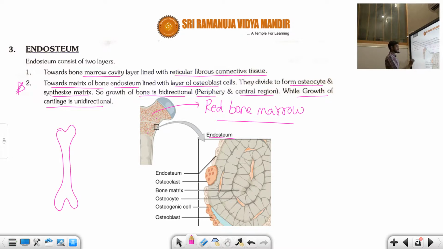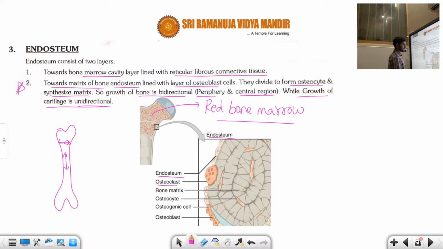Okay, so this is about the central region. Central region and peripheral region also developed. In the peripheral region and central region, the growth of the cartilages is unidirectional. So this point is very important, students. And the endosteum we can also represent; there are so many cells. What is that? You can see the endosteum.